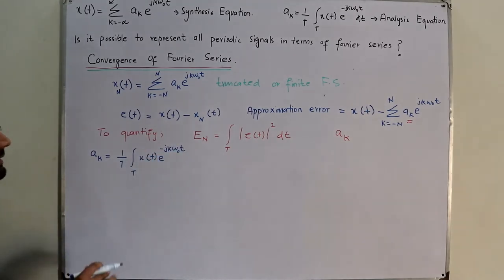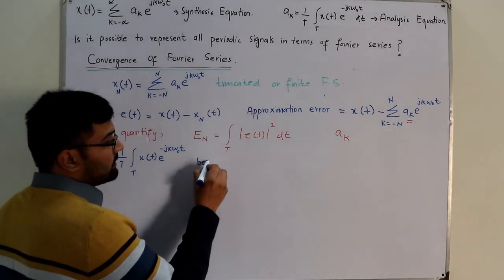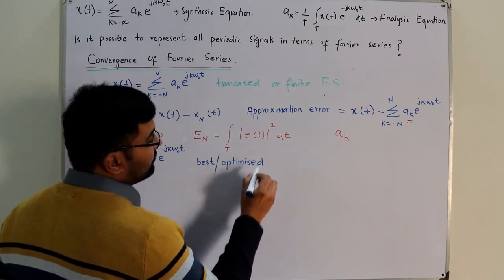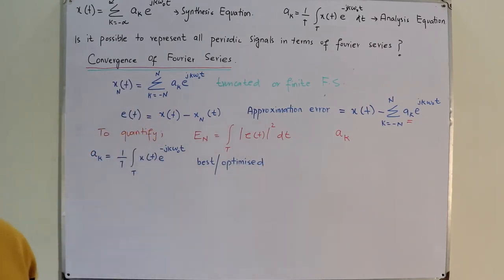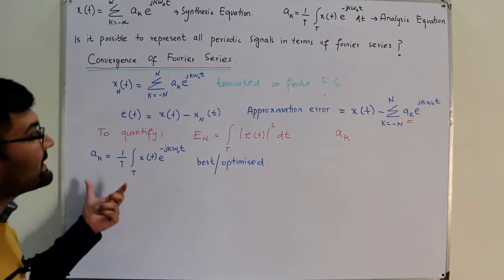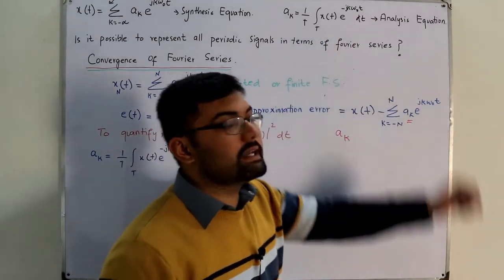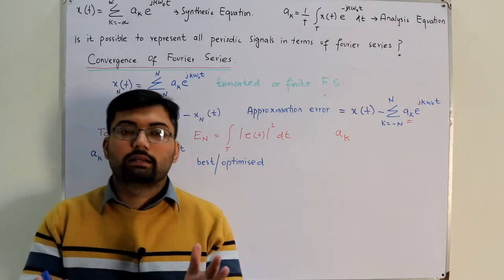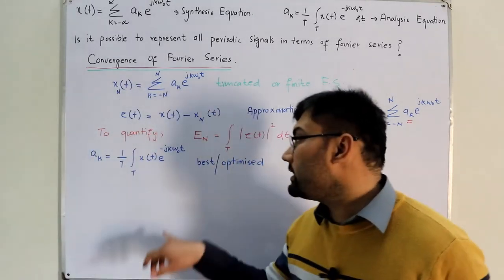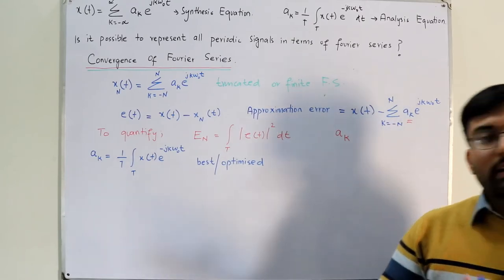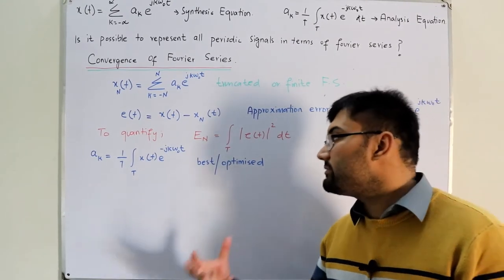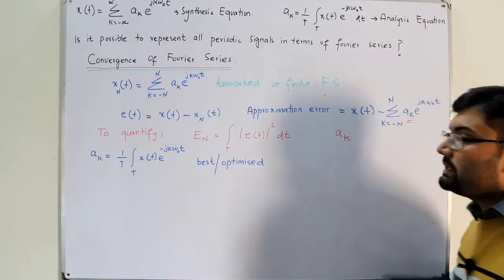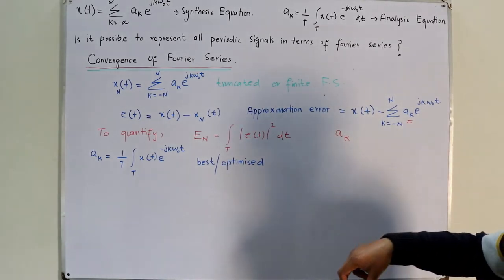So they say that this is the best value, or the optimized value, for what? For the error to be minimum. This is exactly the same equation that we have already seen, the analysis equation. How did it come? This we don't know. The book says that this is used by scientists, and this is the best value. Maybe it was used before it was properly developed, but this is the best value to minimize the approximation error.